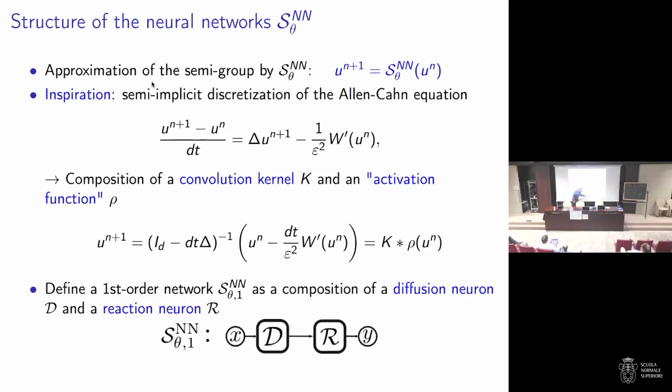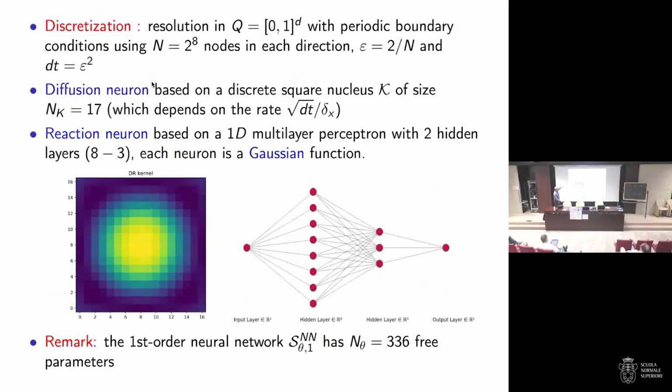Let me tell you a little bit more about these two networks. Okay, discretization grid and so on. As for the diffusion neuron, it is based on a discrete square kernel K. So you have a convolution, a linear operator. The size of this convolution kernel depends on the square root of the time step divided by the space step. And the reaction neuron is a 1D multilayer perceptron, which is this one. All these points are Gaussian functions, and here you have affine combinations of all these results. So 8 Gaussian functions, 3 Gaussian functions.